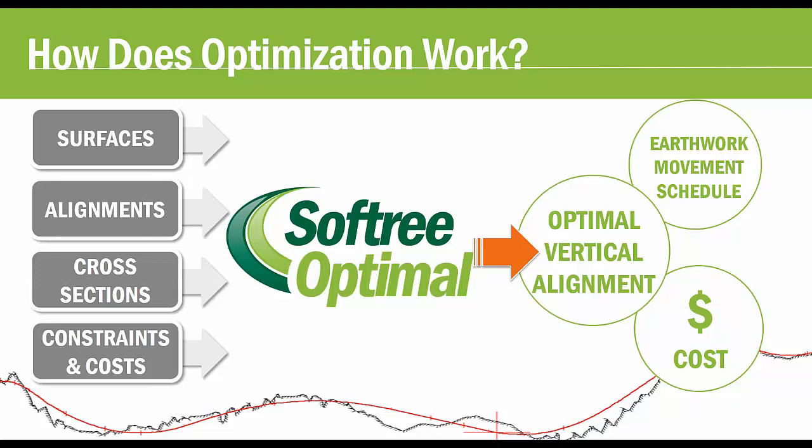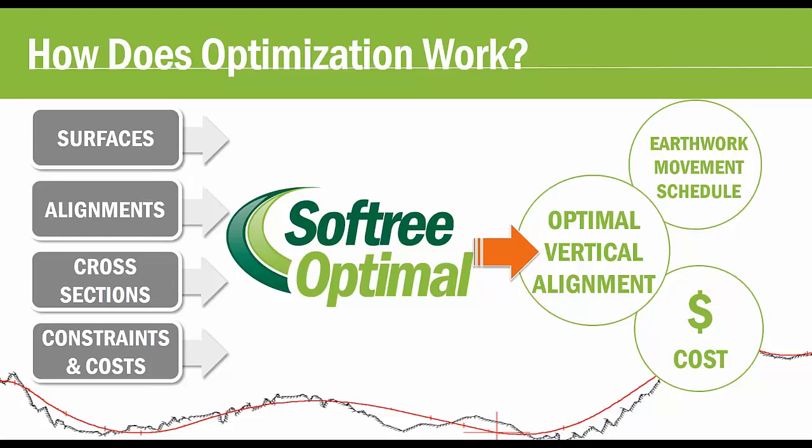So this optimal solution is determined based on your geometric design data. The original ground surface, as you can see in this slide, these four things: the original ground surface, the existing horizontal alignment, and the cross-sectional data taken from, in this case, a Civil 3D design, as well as the design parameters, constraints, and unit costs that are entered by the user into Softree Optimal. We'll see in the demo today what these costs and constraints are.